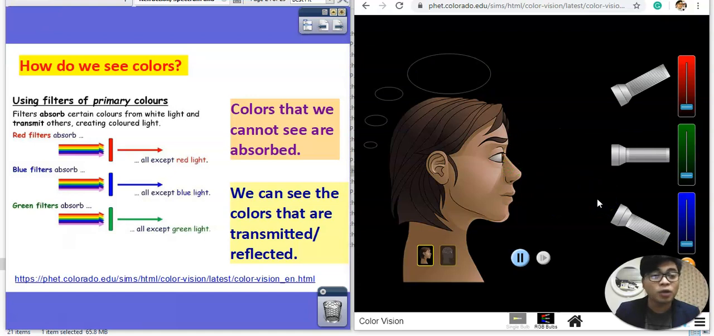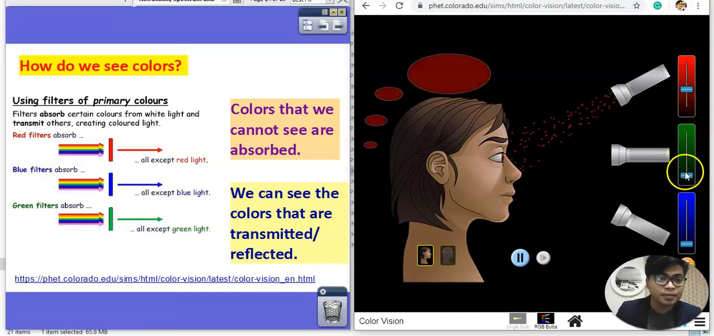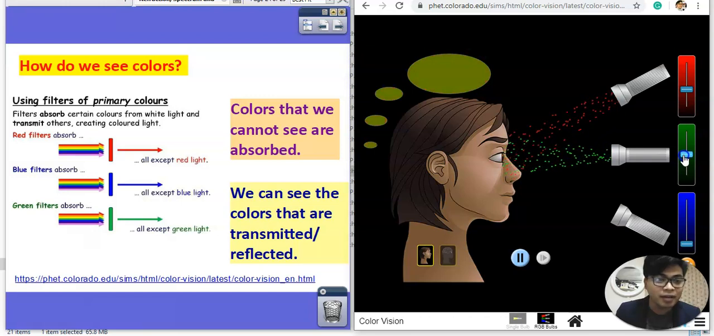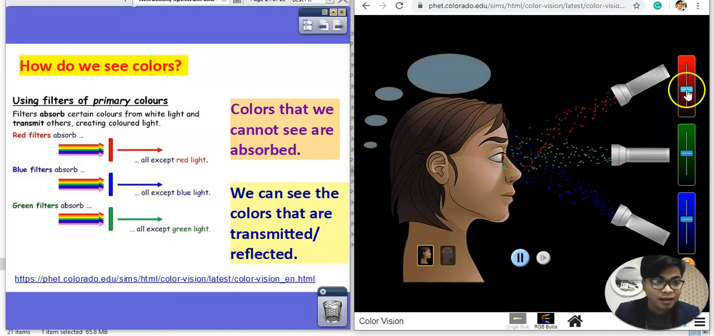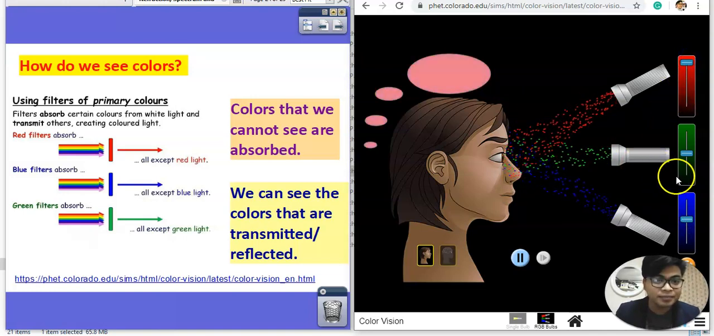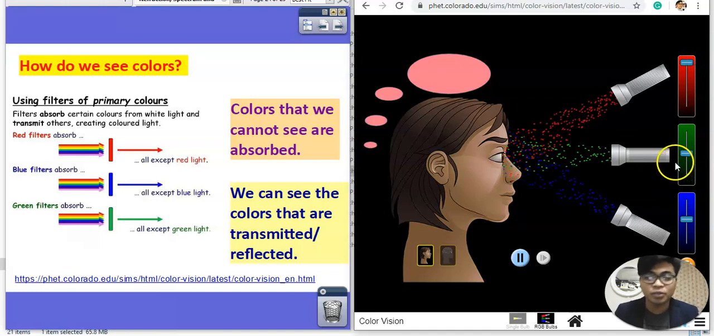But sometimes we also perceive different colors. We might perceive these different colors because of the combination of different colors. So we have here this amount of red, this amount of green, and this amount of blue, and this is the color that we perceive. Now let's increase the red, and we see a pinkish one.